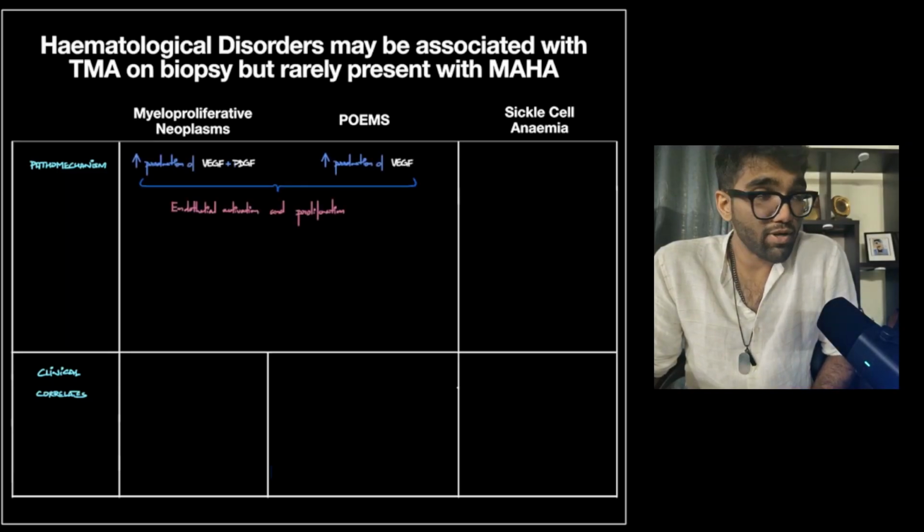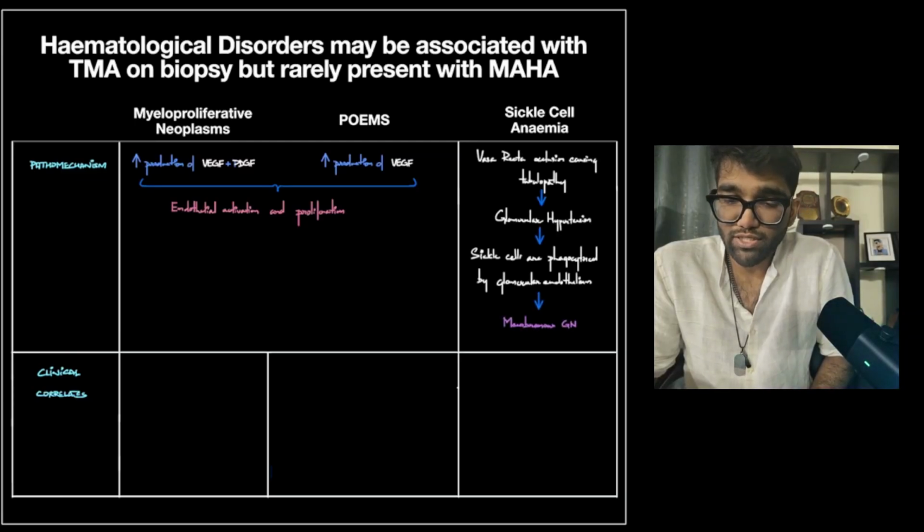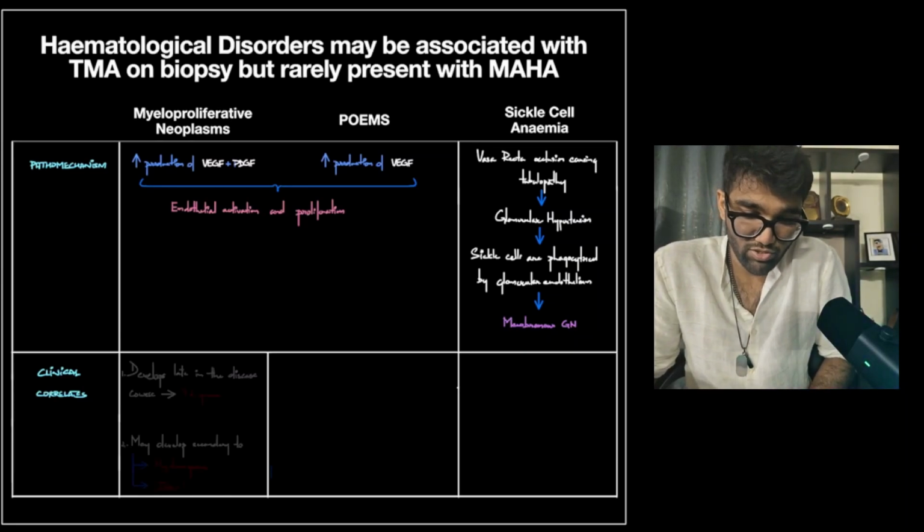Now, what is happening in myeloproliferative neoplasms? The neoplastic clone is producing vascular endothelial growth factor and platelet-derived growth factor. Similarly, in POEMS, the plasma cell clone is producing vascular endothelial growth factor. Both cause endothelial activation and endothelial proliferation. In sickle cell anemia, there is occlusion of small blood vessels within the renal medulla, particularly because the pH is lower in the renal medulla and there is relatively lower partial pressure of oxygen, resulting in increased tendency for sickling. That results in glomerular hypertension, and because of this, there is secondary glomerulonephritis, microangiopathic hemolytic anemia.